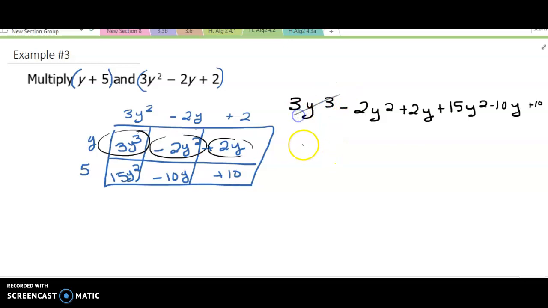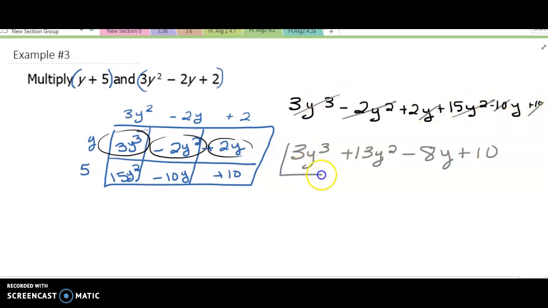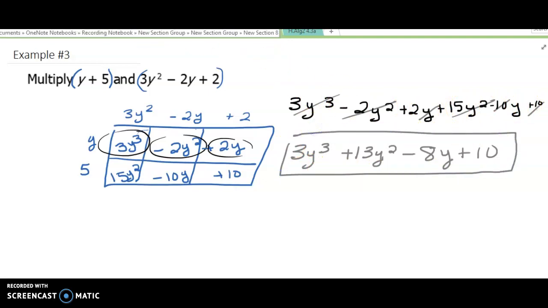So this is the only one, so 3y cubed. We have two coefficients with y squared, so negative 2y squared plus a 15y squared would be plus 13y squared. And then a 2y minus 10y would be minus 8y. And then a plus 10. Okay, and if you notice, all of these terms are crossed out, so I know I've accounted for all of them. So this is my final answer.